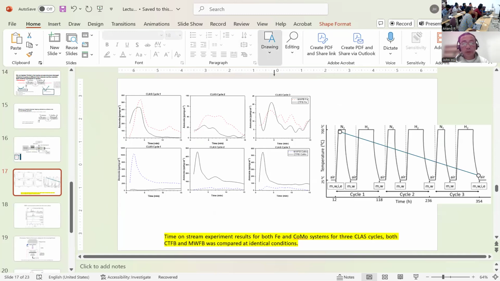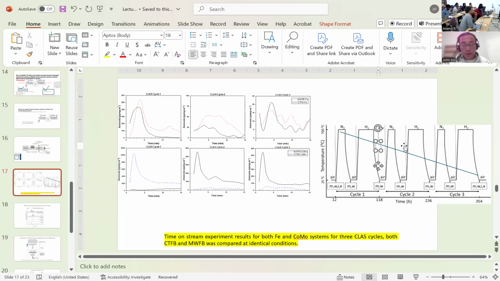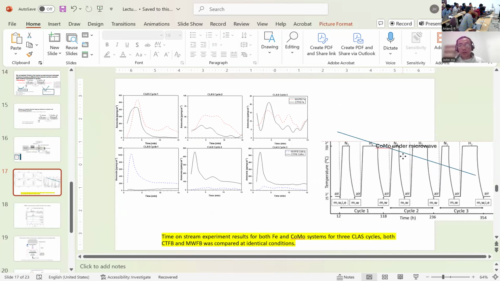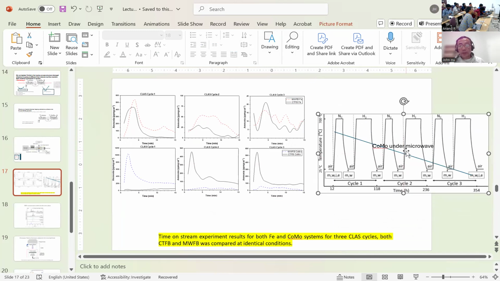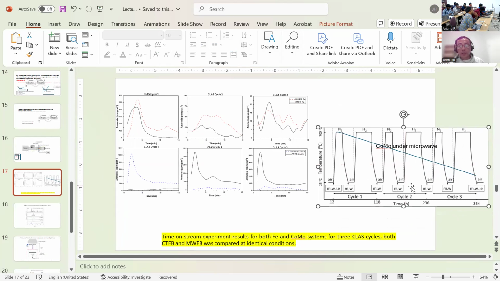I'm going to write it down. Okay, it's the cobalt moly under microwave. So this cobalt moly under microwave, this line is declining because they can only barely run one cycle. The second, third cycle, essentially they die.